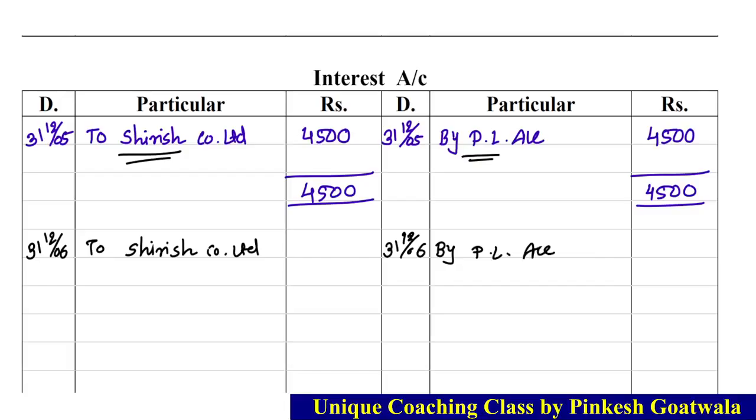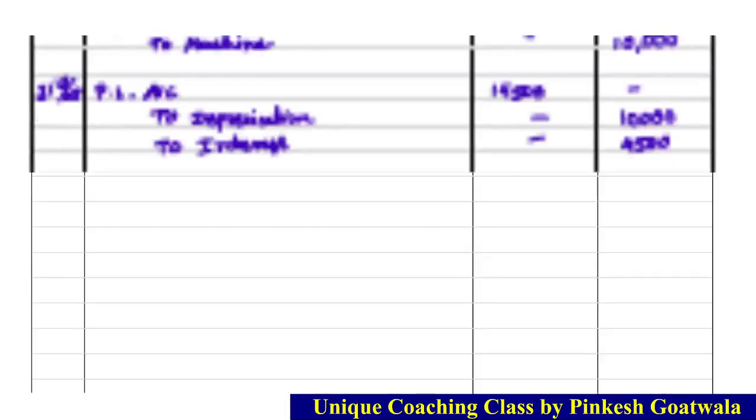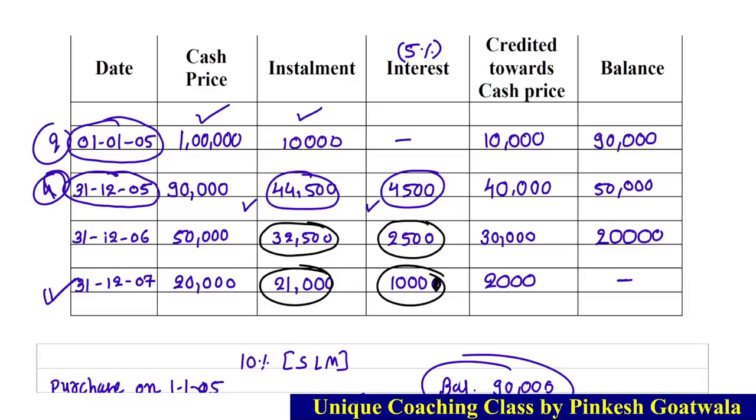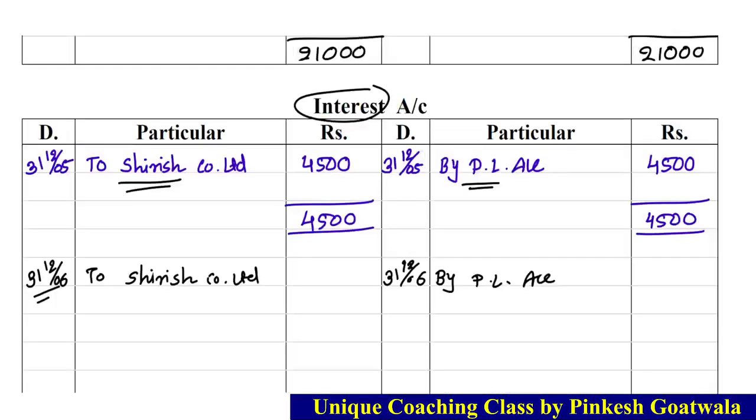Now here it is the interest account. Just write the amount of interest on 31st December 2006. So how much is the interest in 2006? You can see that the interest is 2,500 and in next year 7 the interest is 1,000. So directly write that amount on both sides. Here 2,500, here 2,500, both sides. The next year, how much is the interest? 1,000. Same effect, 1,000 interest. 31st December 7 to series company limited, interest is only 1,000.